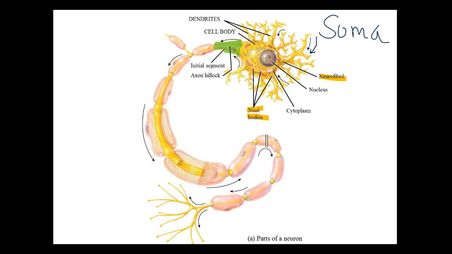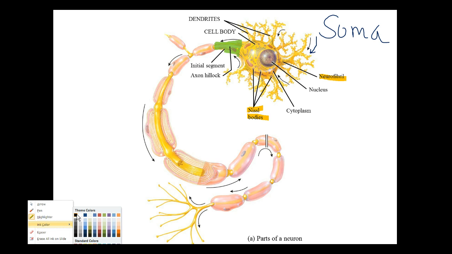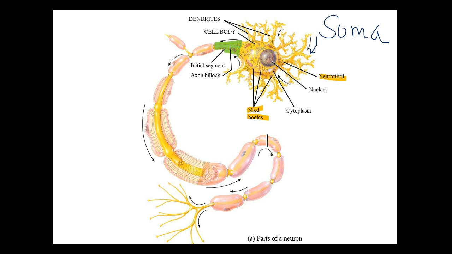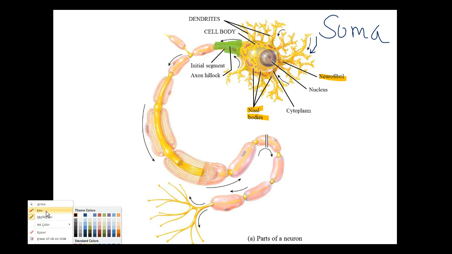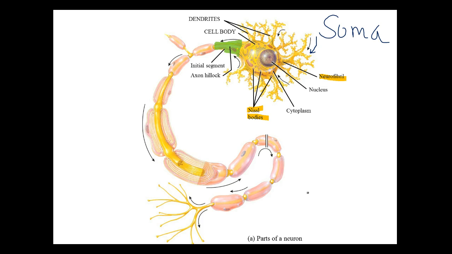The axon hillock's important because the axon hillock is going to contain what we call the trigger zone. The trigger zone is where new electrical signals or new action potentials will begin. So the axon hillock contains the trigger zone, and this is where new action potentials will begin. So the axon hillock leads to the initial segment, which is going to be the beginning of the axon. The axon's job is to send electrical signals.